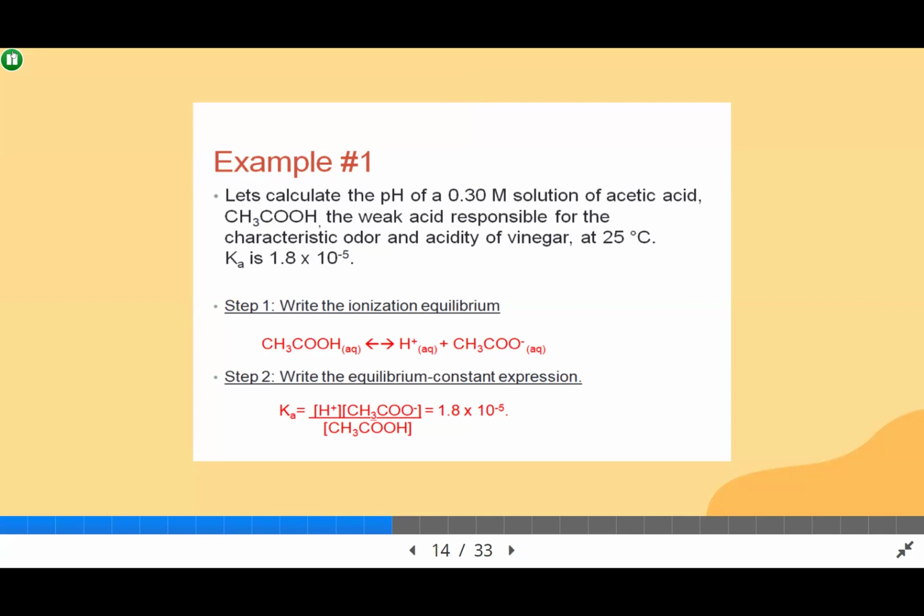So step 1, we write our ionization equilibrium. CH3COOH is going to dissociate into H plus and CH3COO minus ions. We can write our equilibrium constant expression, which is the concentration of both of our products over the concentration of the reactant. We know that's going to be equal to 1.8 times 10 to the negative 5. So let's continue on the next slide.